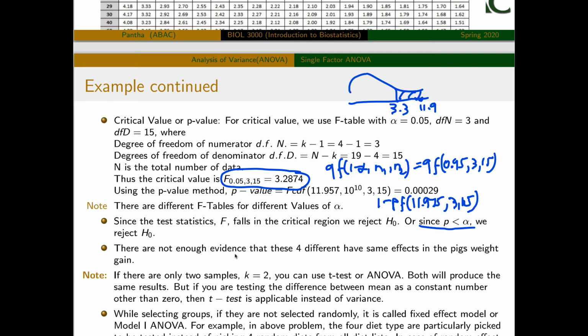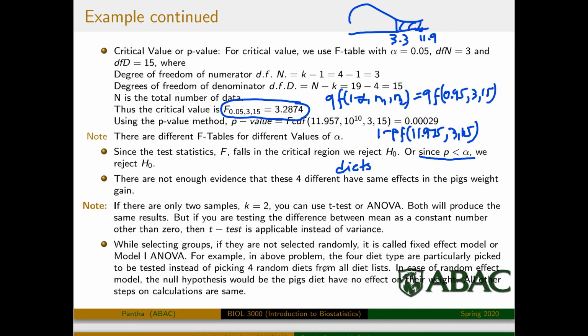There is not enough evidence that these four different diets have the same effects on the peak weight gain. So we cannot say that all the means are equal. Let us complete this note. Let us read this note.